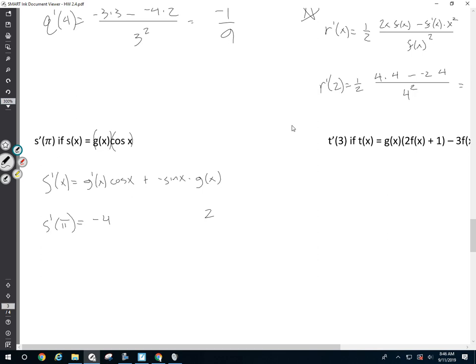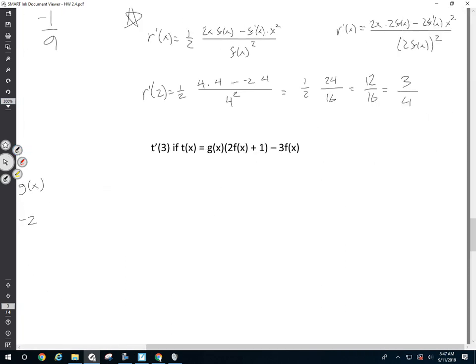My thing just froze. Oh, there we are. That's negative 2. So, we got negative 4 cos pi plus negative sine pi times negative 2. Sine of pi is 0. Cosine of pi is negative 1. So, this becomes positive 4. No, this is messy.